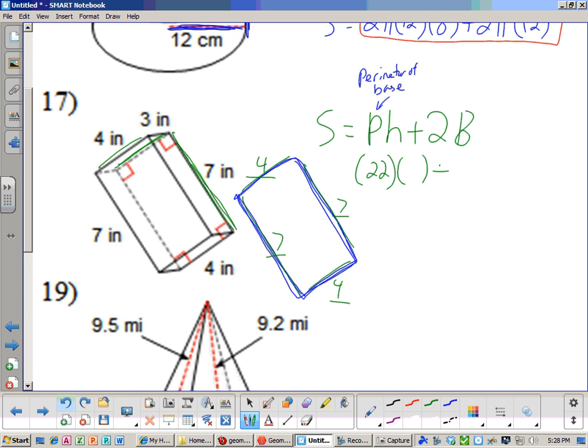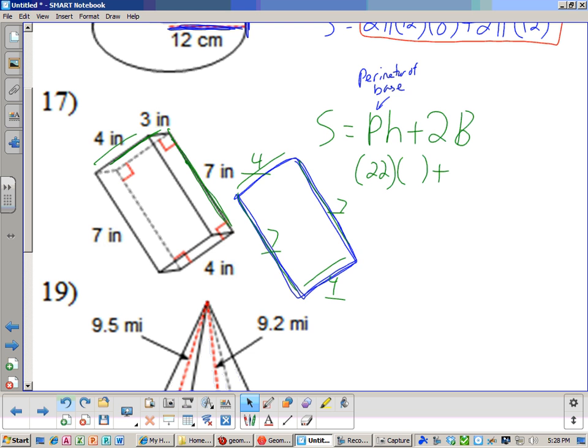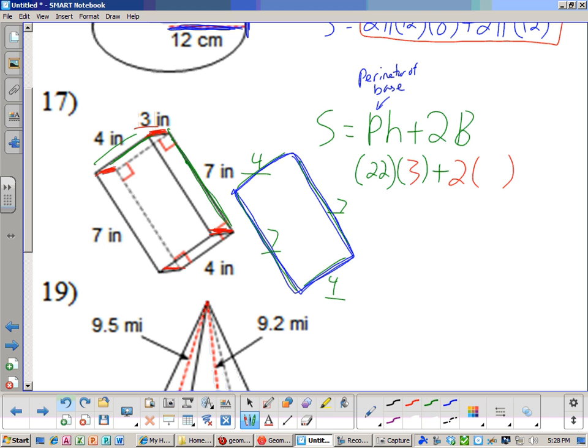Multiplied by the height. H simply stands for height. If this is your base, and this is the top base, we've got a bottom base and a top base. Then the height of this whole figure is these stilts right here. As you can see, the height has to be a length of 3. The height is 3, plus 2 times the area of the base.